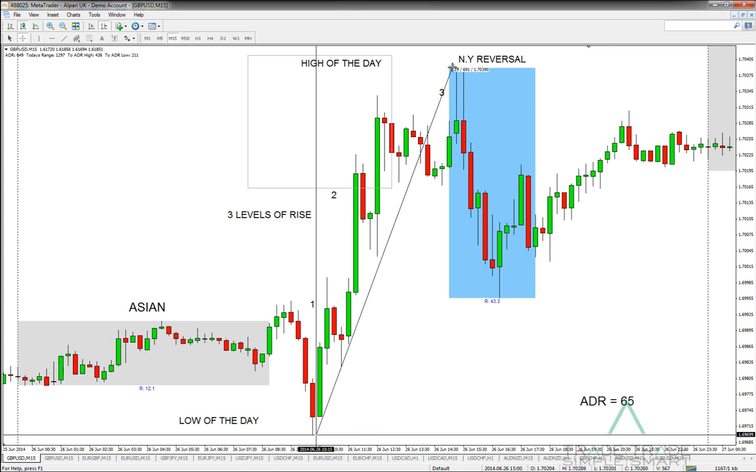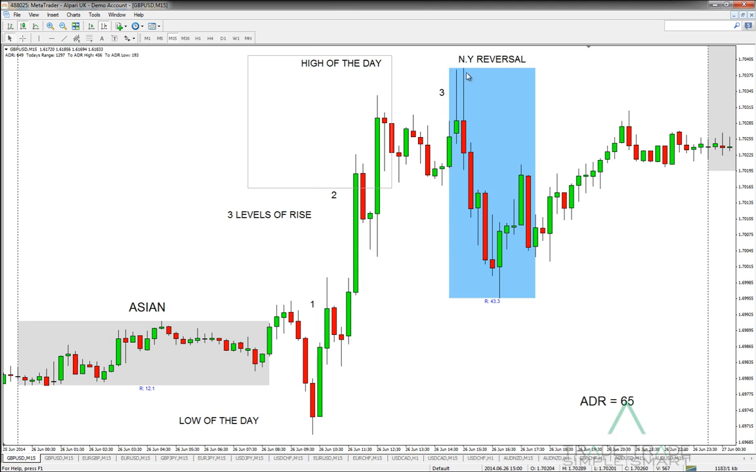And in this case, at the open of the New York session, the high of the day, and the average daily range comes in at 69.1. So in this case, we've exceeded the average daily range. We have the low, which has been set during the London session, and then we have the high, which is represented by this hammer, an aggressive move to the downside set during the New York session.